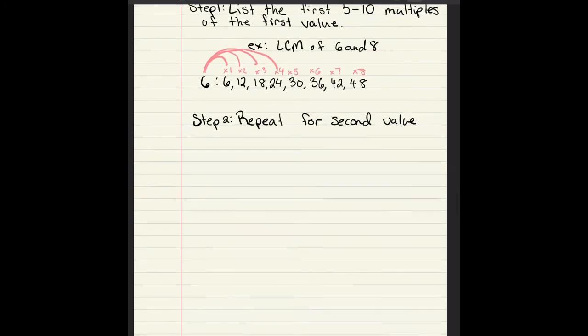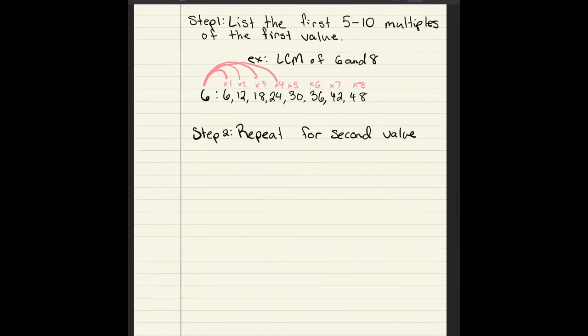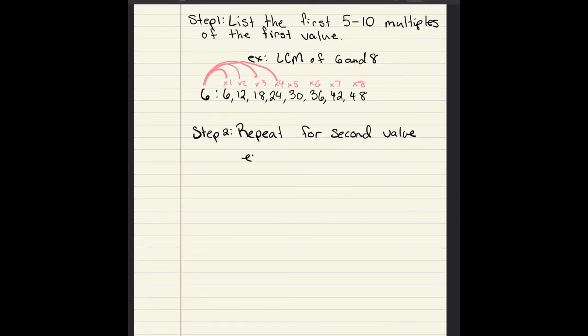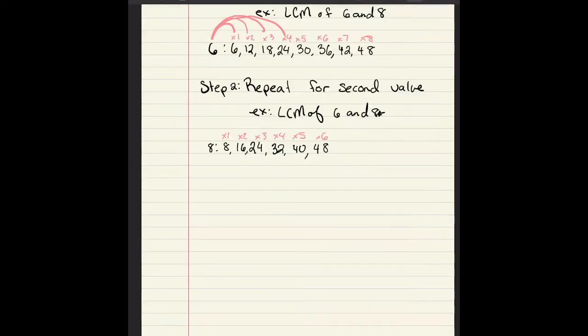Step 2 is just to repeat step 1 with the second value. In our example, LCM of 6 and 8, our second value would be 8. I have the multiples of 8 right now, and it's the same thing. 8 times 1 is 8, 8 times 2 is 16, 8 times 3 is 24, 8 times 4 is 32, and so on and so forth.